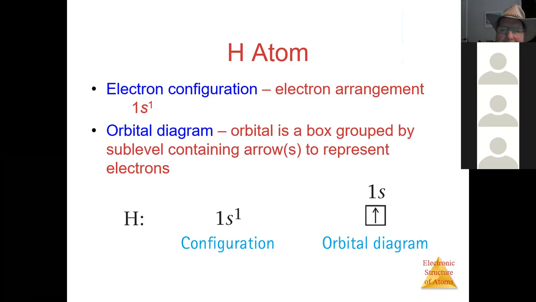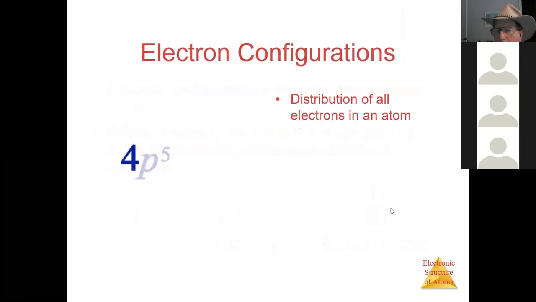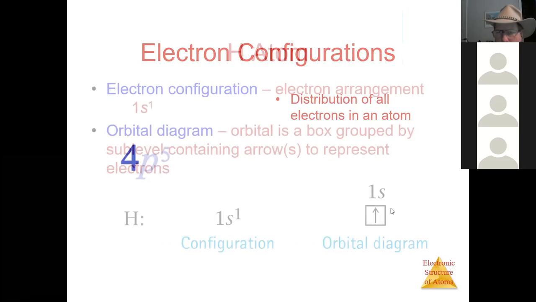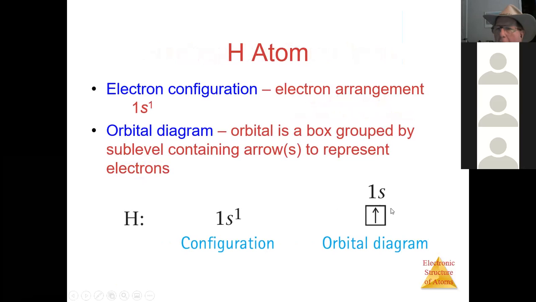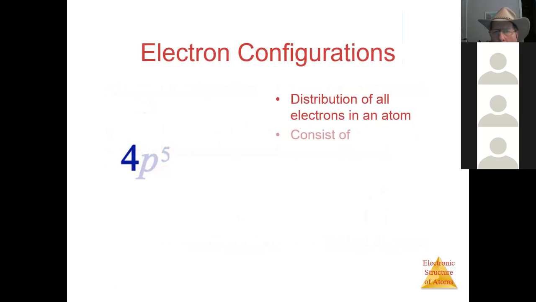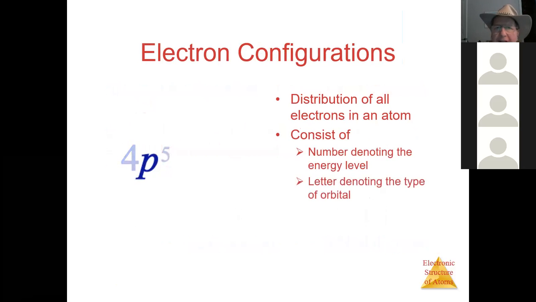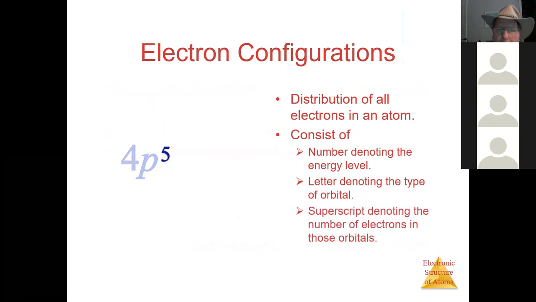So if I have 1s, I'm going to draw the orbital as a box. And in that orbital, I'm going to put an arrow going up to indicate that the electron is spinning in one direction. All right, when we're dealing with the electron configurations, we deal with the number, which is the shell, the P, which designates what the L value is, and the number of electrons that go in there.